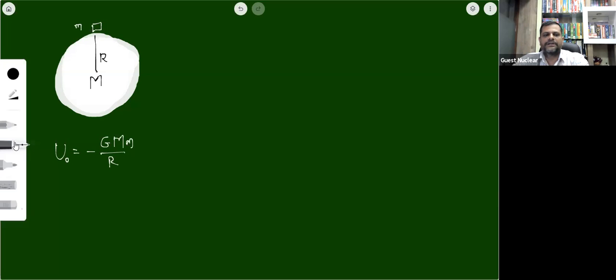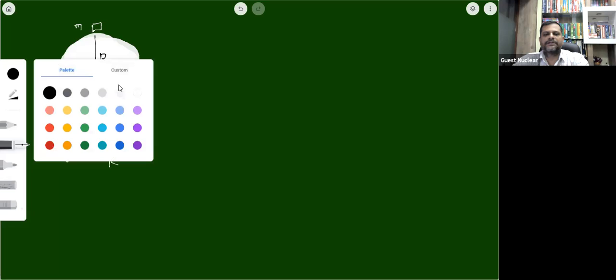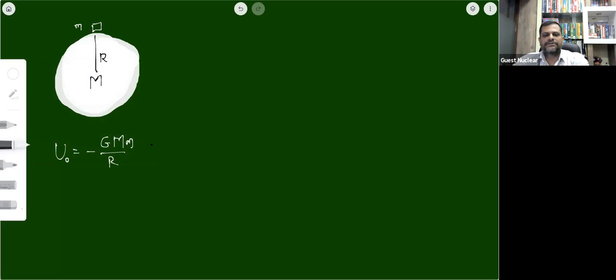of earth is always given by the formula minus of G M m upon capital R, where M is going to be the mass of earth and small m is going to be the mass of body whose potential energy is to be found out. So this is the basic formula for finding the potential energy of a body at the surface of earth, okay.